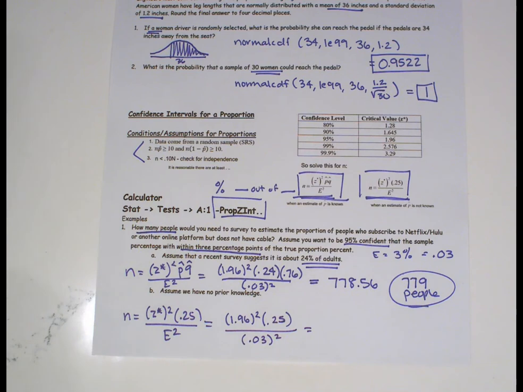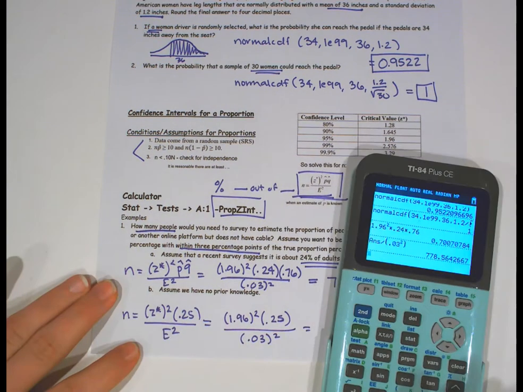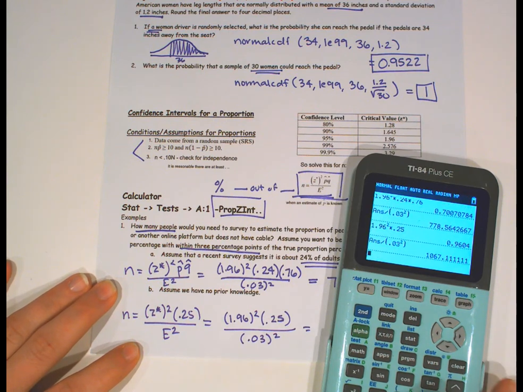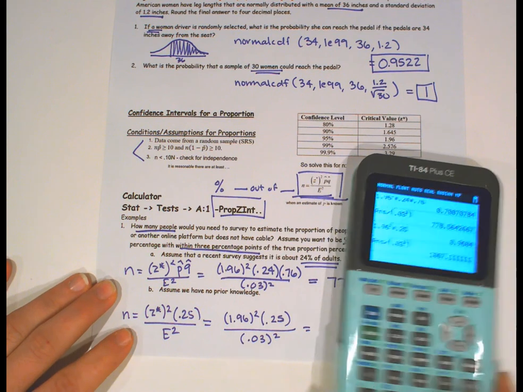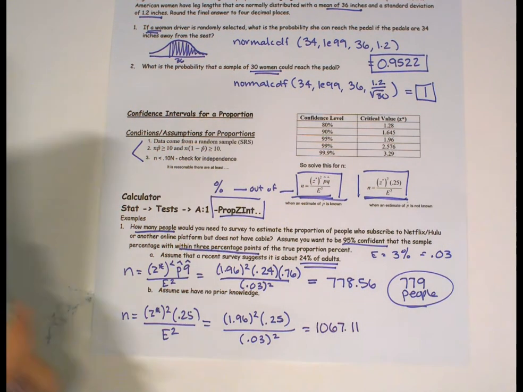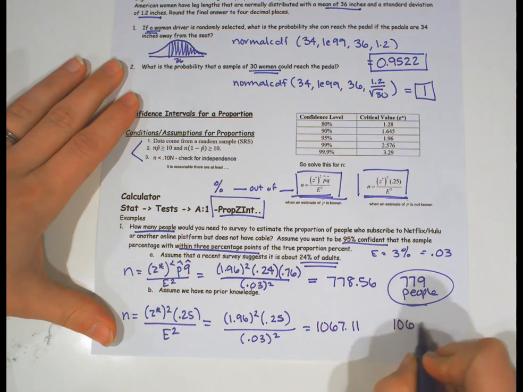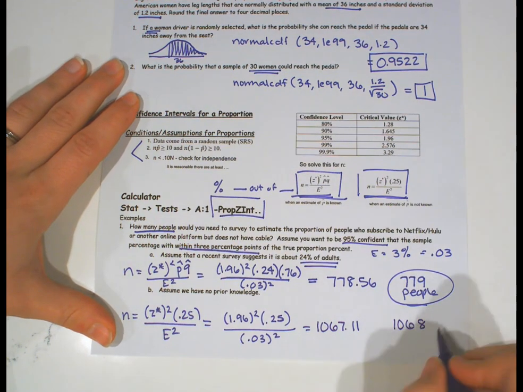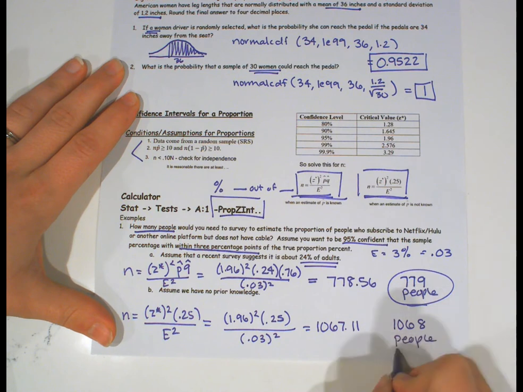So when I solve that, 1.96 squared times 0.25 divided by 0.03 squared, I get 1067.1, which again we still have to round up, because to get accurate enough information, we have to ask at least this many people. And since we can't ask 0.1 of a person, we've got to round up.